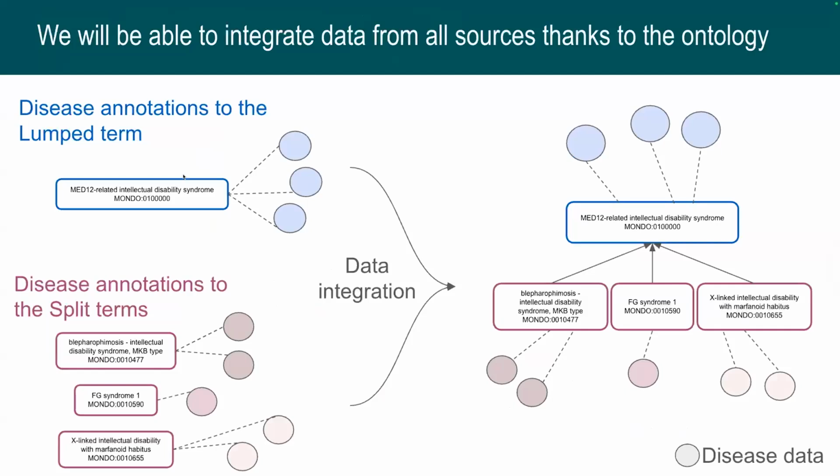And this is fine because if we think of the ultimate goal being that you will have annotations done to the lump term and annotations done to the split term, thanks to the ontology, all of those data and all of those annotations will be related to each other, and then this will help with data integration. So again, there's no good or bad or correct or incorrect way of doing it. We're just giving solutions so that it helps everybody.